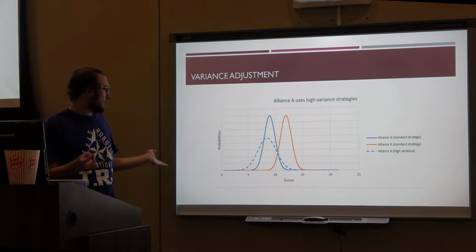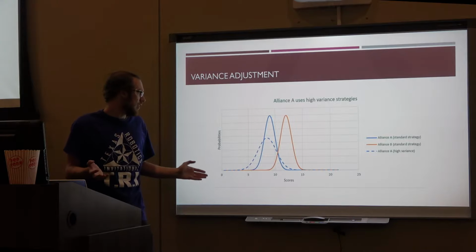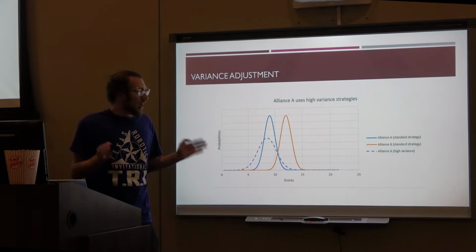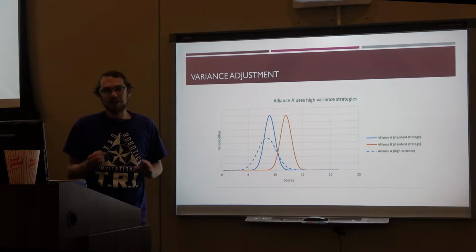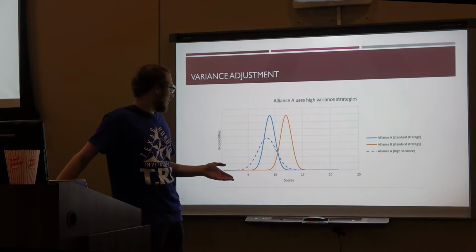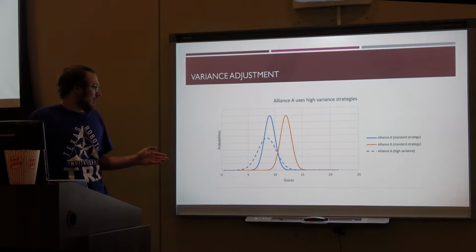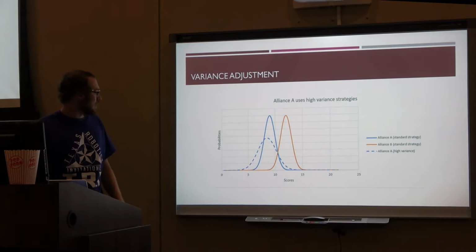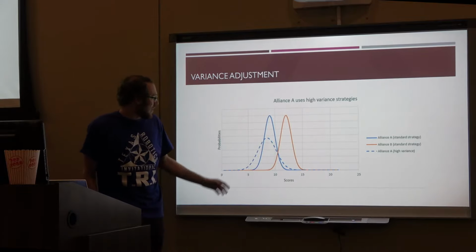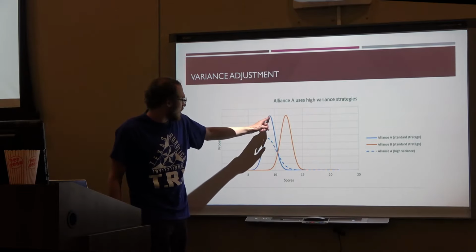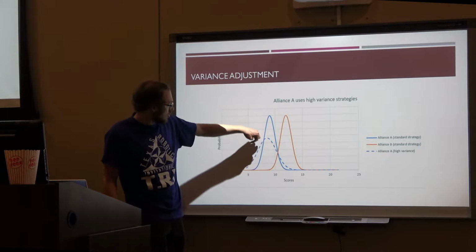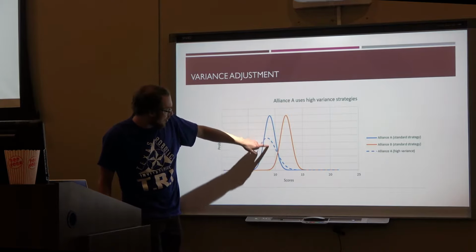So now let's say Alliance A is like, hey, instead of our standard strategy, we're going to do a high variance strategy. And I'll talk more about what those can be in a second here. But Alliance A says, let's shake things up. Let's make this match more exciting. And so the first thing to note is if you look at their average, it's actually a little bit to the left. Their average is actually a little bit worse.